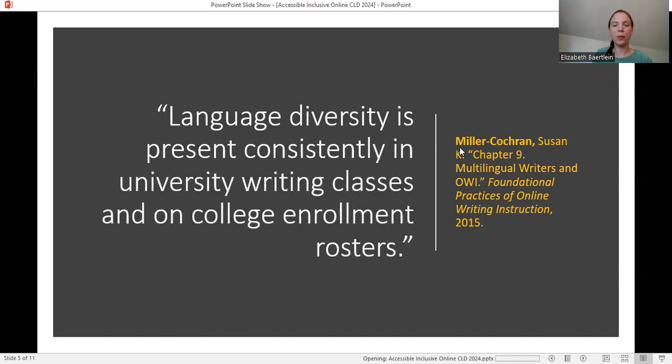This is a quote from Susan Miller Cochran. She says, "Language diversity is present consistently in university writing classes and on college enrollment rosters." So whether you're teaching writing or whatever you're teaching, there is a lot of language diversity there, even amongst students who don't identify as international students, who maybe were born and raised in the US, maybe not first generation immigrants, but maybe grew up speaking a different language at home or speaking a different variety of English other than academic English. I mean, most of us speak differently at home than we do at school, but for students from various backgrounds, that difference can be more pronounced.